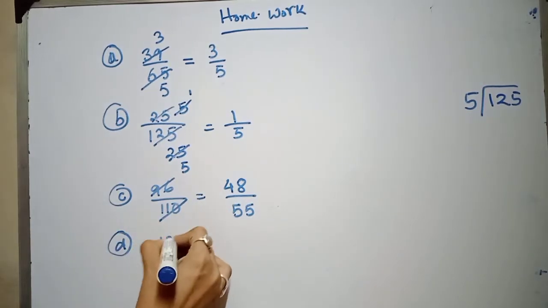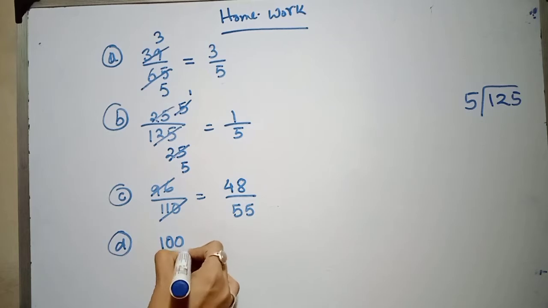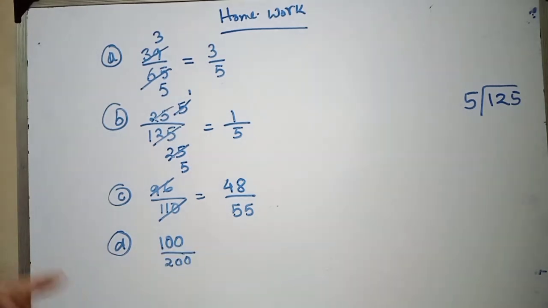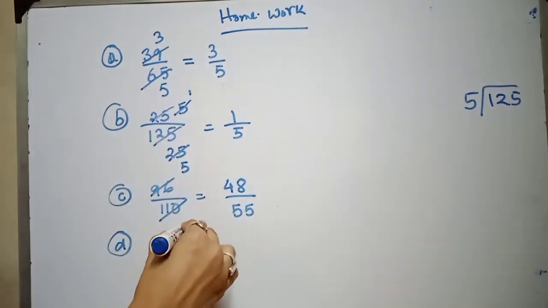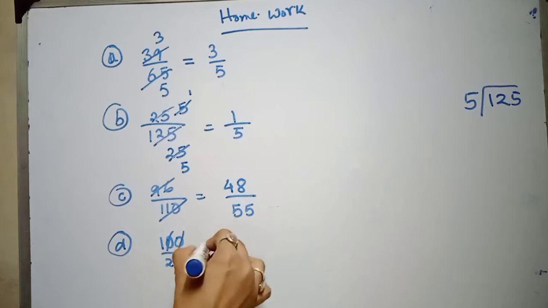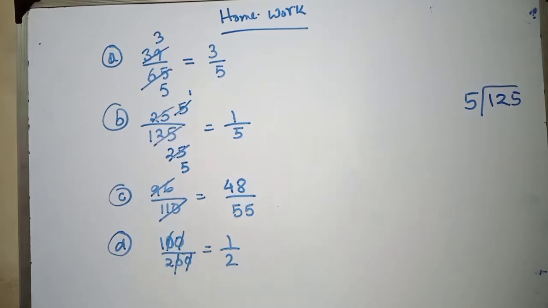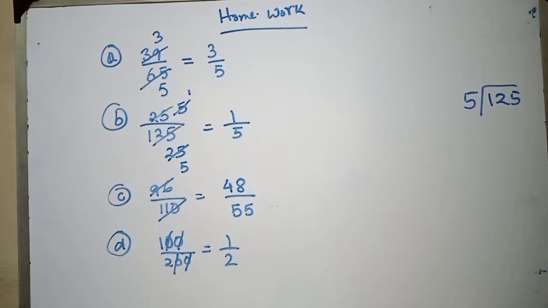Now the last one, 100 by 200. As I can see, this number can be divided by 5, 4, 2, any number, but we will simply cut these zeros and write half. This is the easiest way. We will not divide by 2 or 5 or anything, we will just write this number.